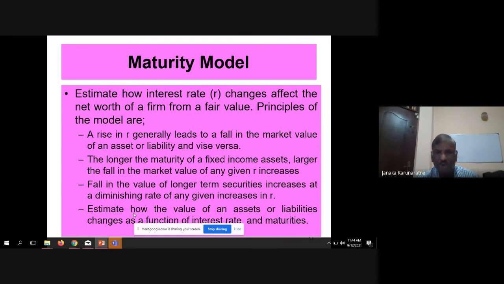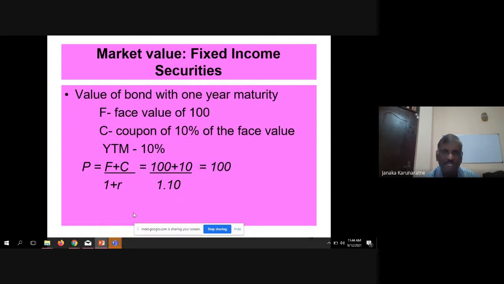So under this model, we look at the fair values and the maturities and try to align maturities of assets and liabilities. Now, very simple, I think most of you know this valuation. If you take a 1-year maturity bond, the current price is a function of face value, that is the maturity value, the coupon, and the yield to maturity. Yield to maturity is the market required rate of return.